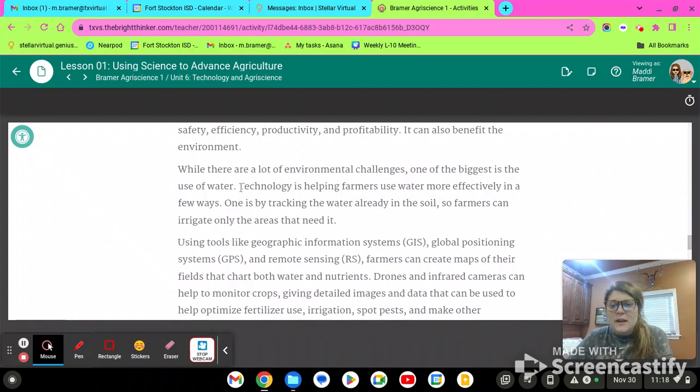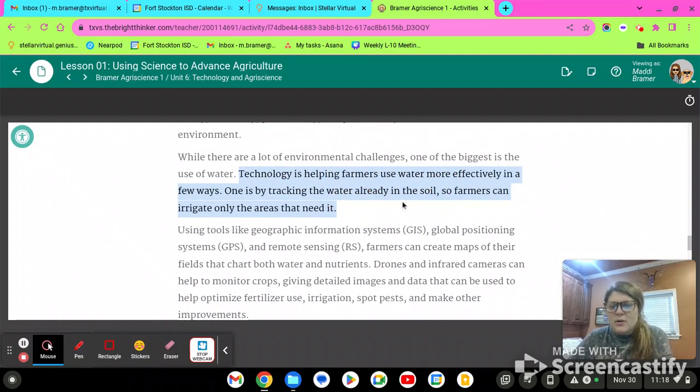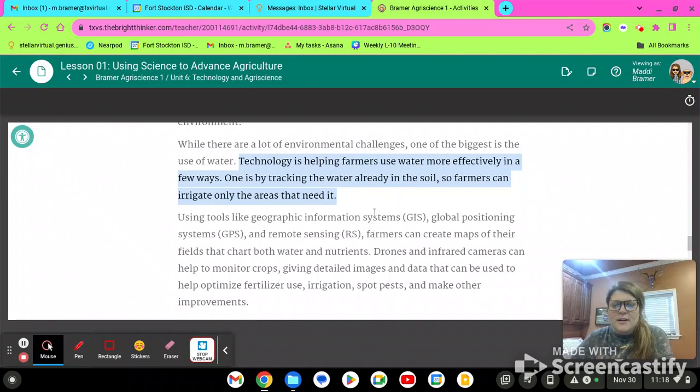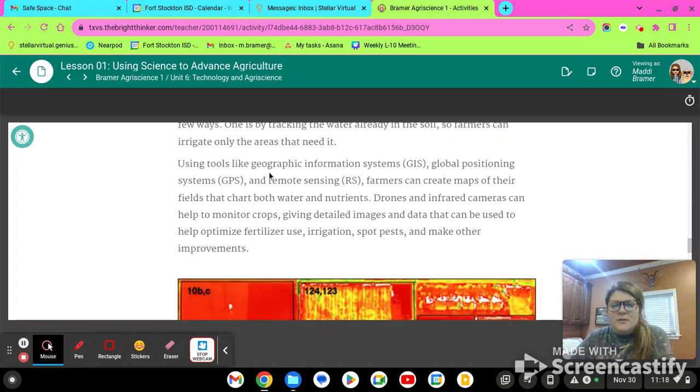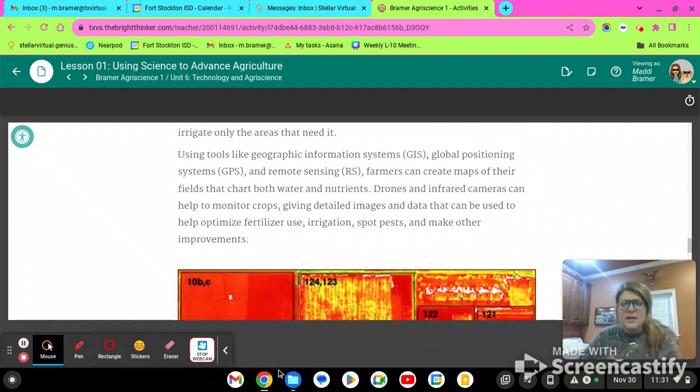So one great thing that technology is doing is helping farmers use water more efficiently and effectively. So they're tracking the water already in the soil, so they know not to overwater, and they know to only irrigate areas that they need. So they use tools. So GIS is Global Positioning Systems. They use remote sensing. Farmers can create maps of their fields that chart both water and nutrients.